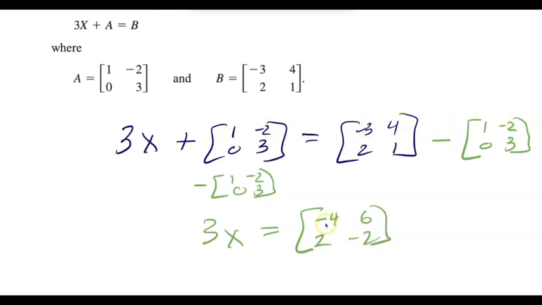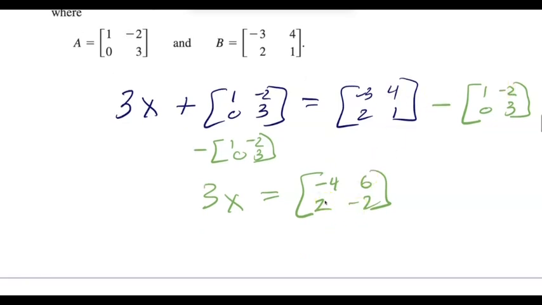-3 minus 1 is -4. 4 minus -2: two negatives make a +6. Then how do you solve this? Well, multiply by the reciprocal of 3. So we're going to multiply both sides by the reciprocal of 3. And that's how you distribute.